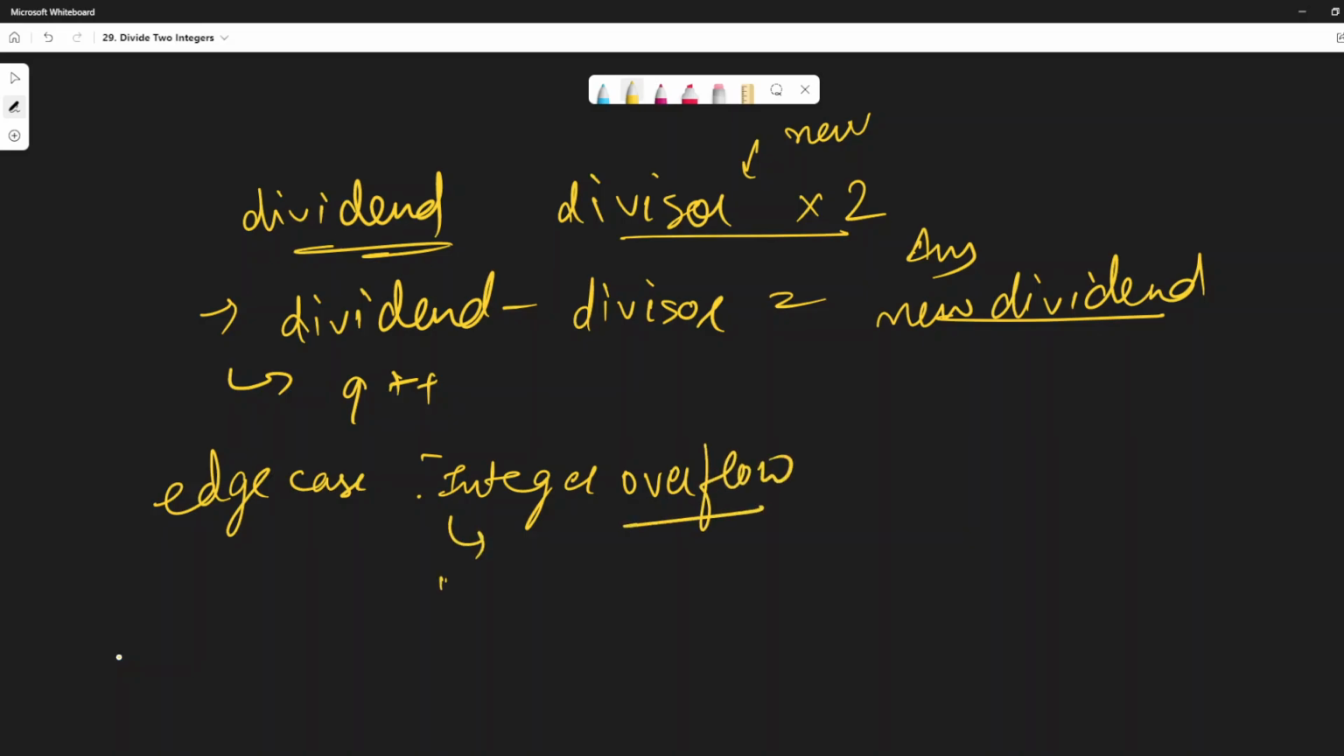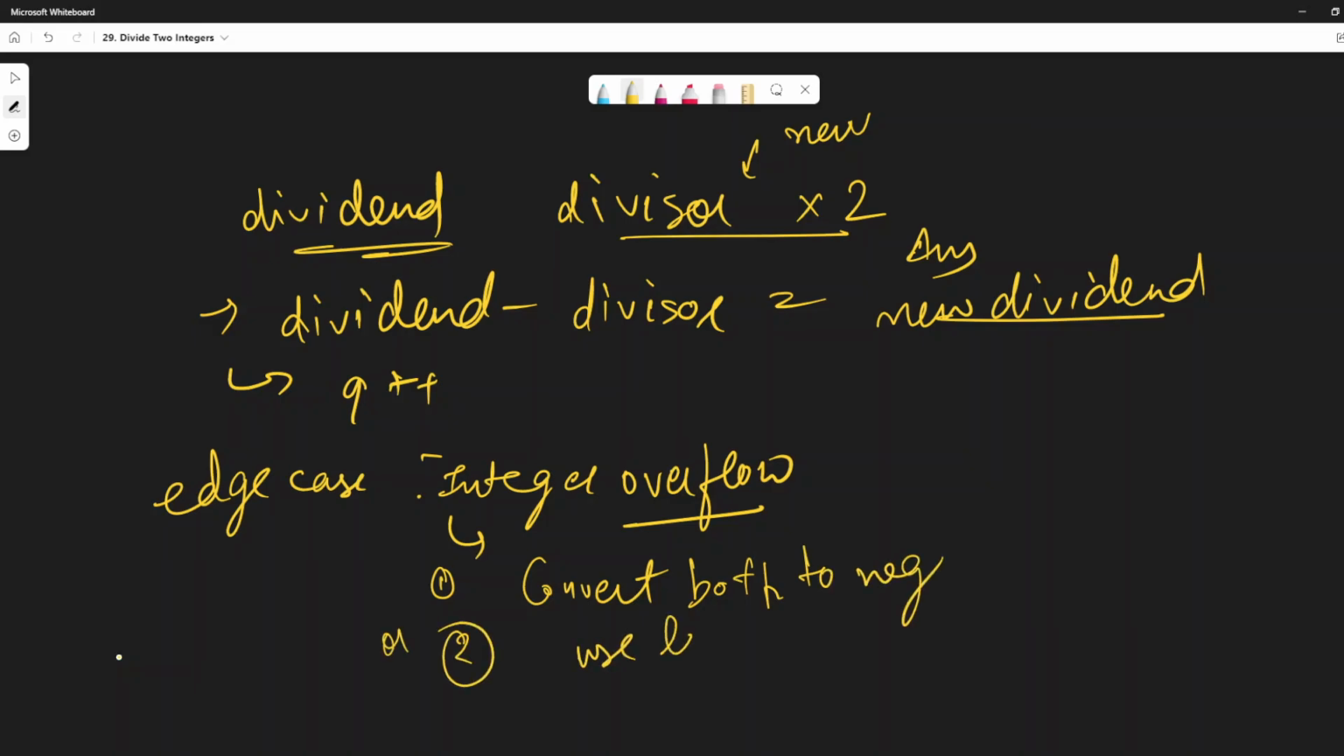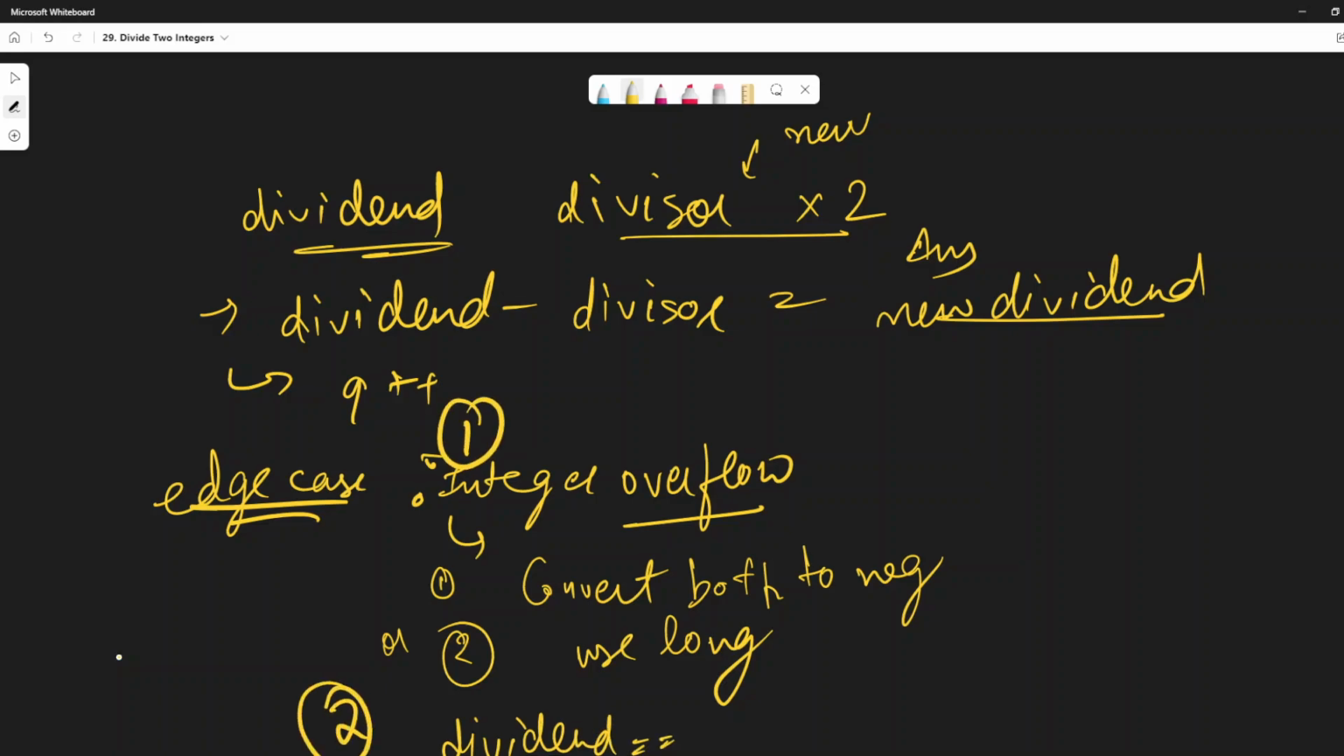For that, first method, either convert both to negative, or use long. So this is the thing which we could use. And one more edge case is there basically, and that edge case was in the previous one also. This was the first edge case and this is our second edge case.